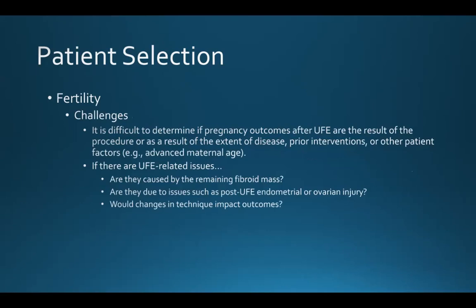The challenge is that it's difficult to determine if pregnancy outcomes after embolization are the result of the procedure or are a result of the extent of disease, prior interventions, or other patient factors such as advanced maternal age. And if there are embolization-related issues, are they caused by the remaining fibroid mass? Are they due to issues such as post-UFE endometrial or ovarian injury? And would changes in technique impact outcomes?